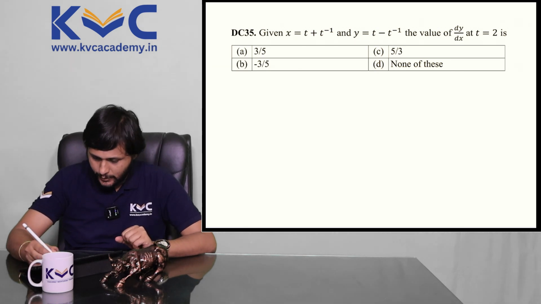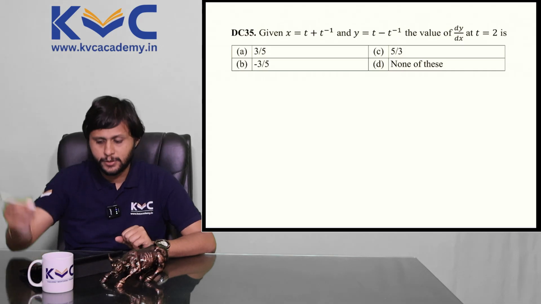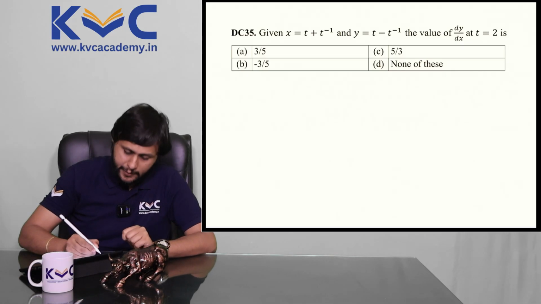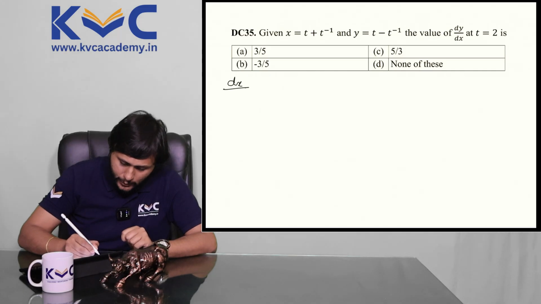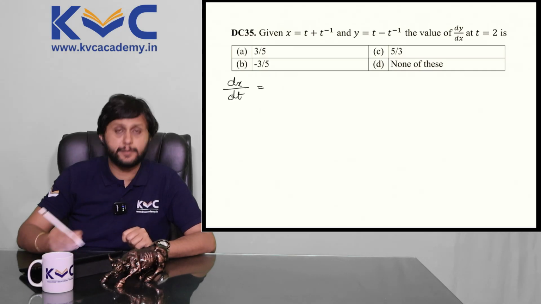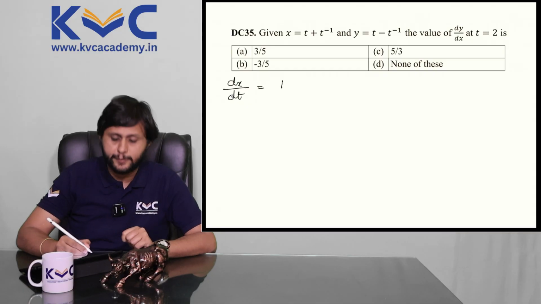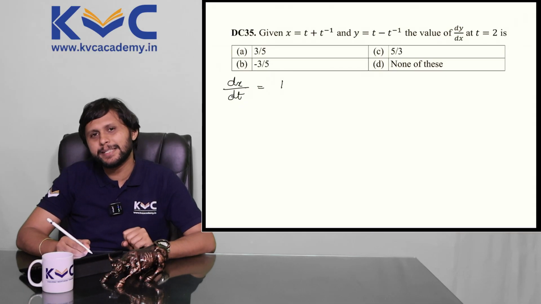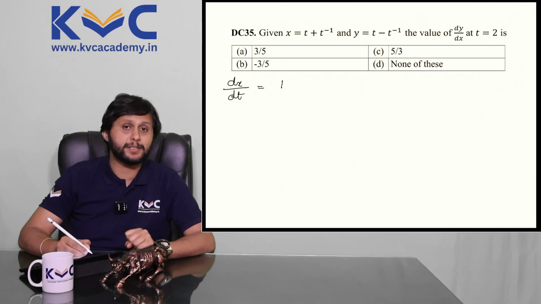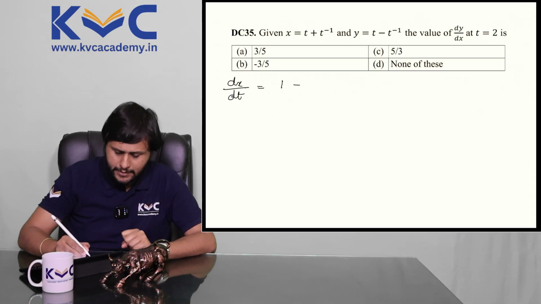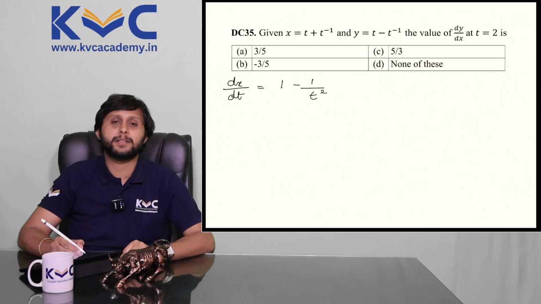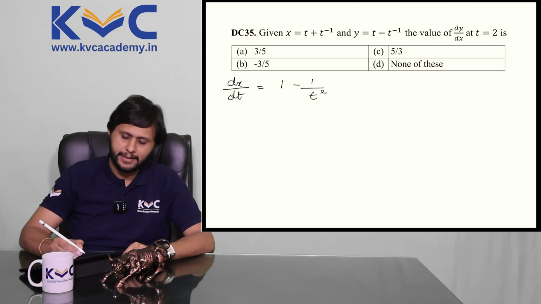Requirement, jump to the requirement, we have to substitute t equal to 2. So we'll differentiate now. Differentiation of x with respect to t. Differentiation of t, 1. Differentiation of t to the power minus 1. Remember, t to the power minus 1 is the same as 1 by t. Differentiation of 1 by t is minus 1 by t square. Differentiation of 1 by x is minus 1 by x square. Differentiation of 1 by t is minus 1 by t square.